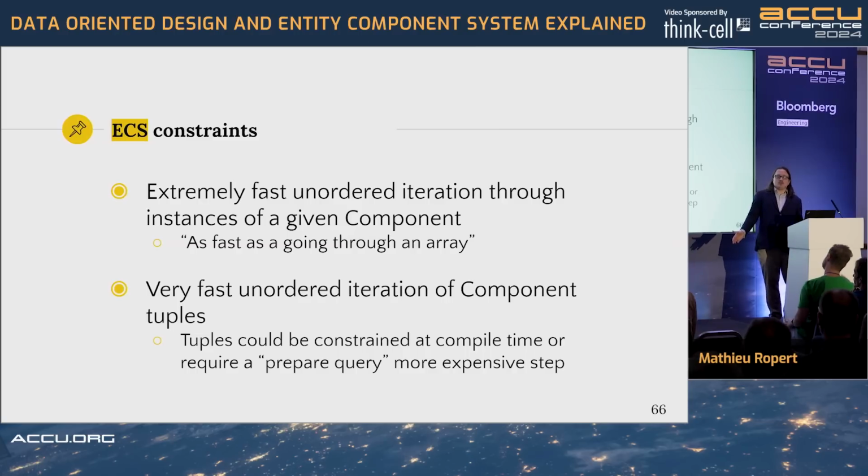But maybe what we can do is give some hints, either at compile time or at runtime, that these are the only pairs or triplets that will ever matter. So those ones should be optimized to be scanned together. The other ones, I don't really care if they're sorted differently.